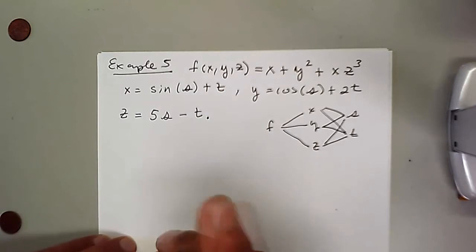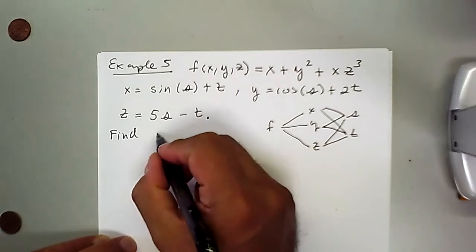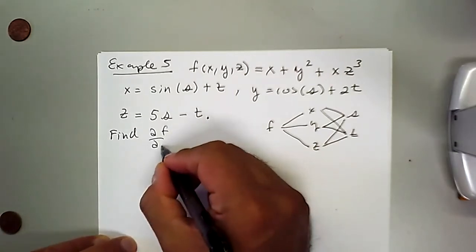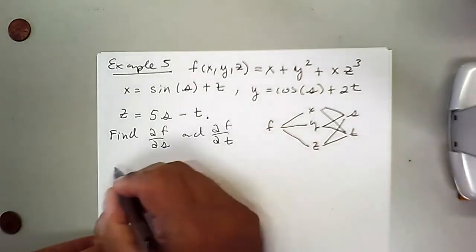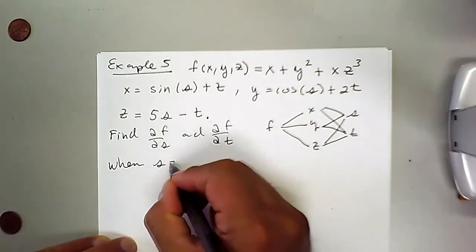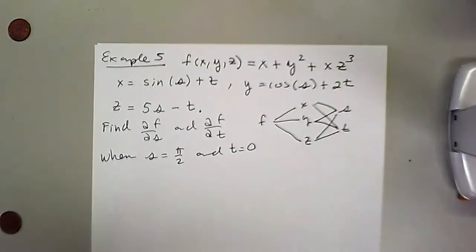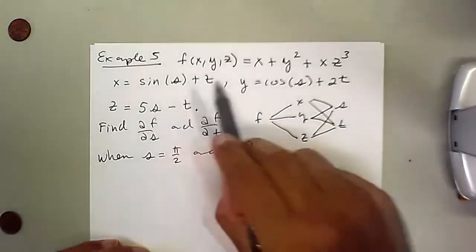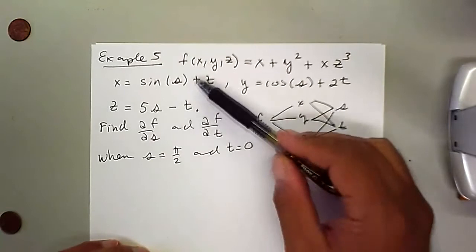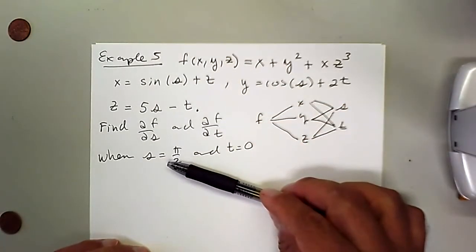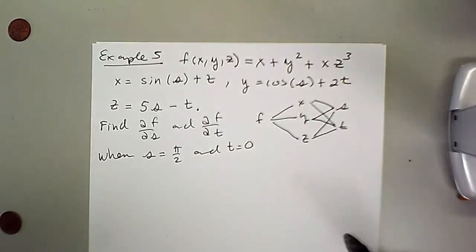Okay. So the question is to find the partial of f with respect to s and the partial of f with respect to t when s equals pi over 2 and t is equal to 0. So that is the problem. Usually when we give you this problem, we're not going to give you the diagram. You're going to be given this kind of problem, and you yourself should set up the diagram to follow.